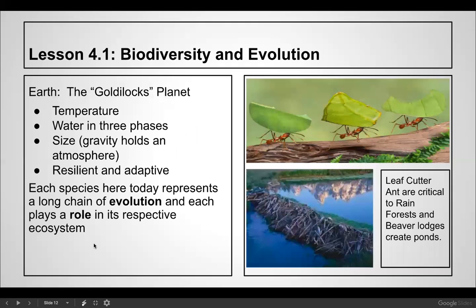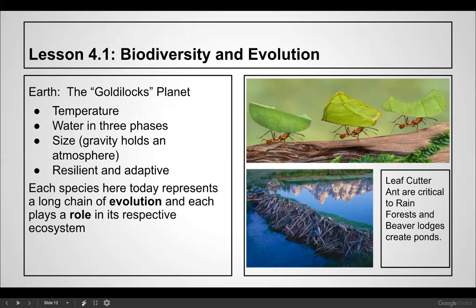So, the Goldilocks planet. Everything needs to be like Goldilocks, just right. Temperature has to be maintained within a certain range. Water has to be found in all three phases. The size of the planet: gravity holds onto the atmosphere. And the resilient and adaptive nature of our planet.